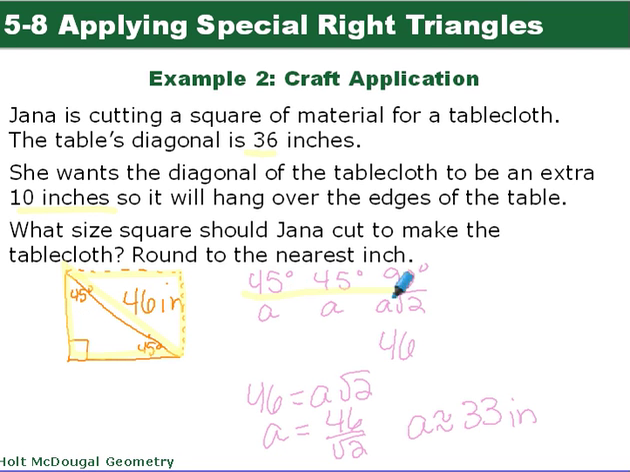So let's fill in the table, write out our 45-degree angles and our 90-degree angle. So we have a and a for our 45-degree angles. And a square root 2 is going to be the length of our hypotenuse. So we can set these two equal to each other. 46 must equal a square root 2. And divide both sides by square root of 2. In this case, we want to round to the nearest inch. So put in your calculator 46 divided by square root of 2. And you'll get about 33 inches should be the square that she cuts.